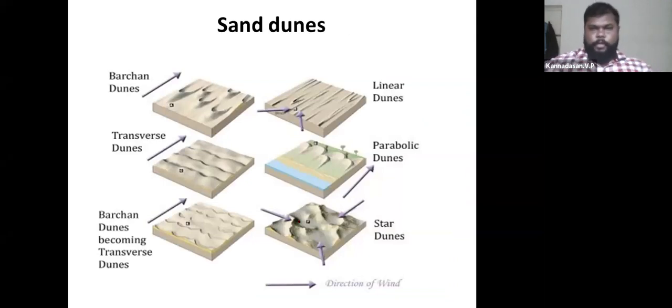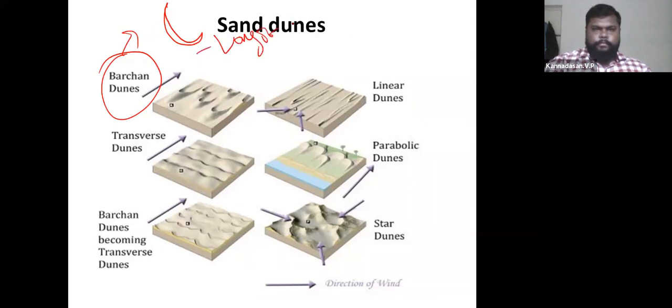Next is sand dunes. Sand dunes are depositional landforms, as I already said. Different sand dunes are there. One is Barchans. It doesn't matter, it's your pronunciation. Barchans are nothing but crescent-shaped dunes. It is a type of longitudinal dune, right? So again, same concept, longitudinal and transverse.